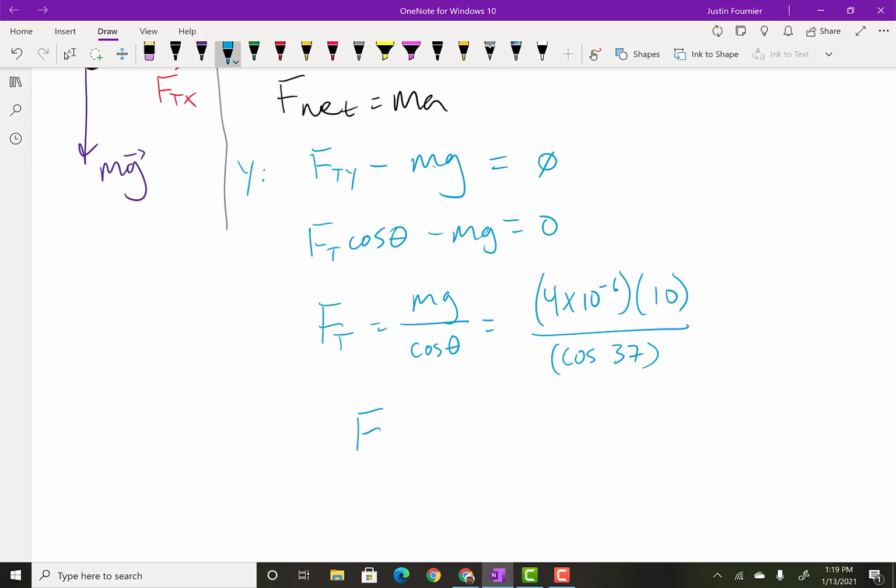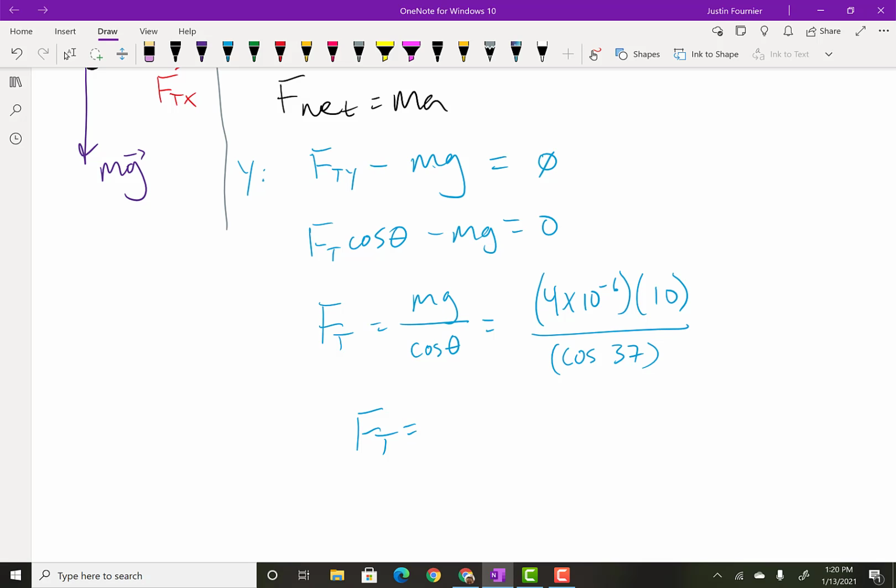So that means the tension force is going to be 4 times 10 to the negative 6 times 10. Sorry, instead of 9.8, I tend to round g to 10. That's just something I do. Hope you're okay with that. Divided by cosine of 37.